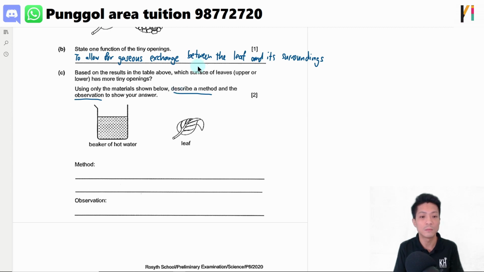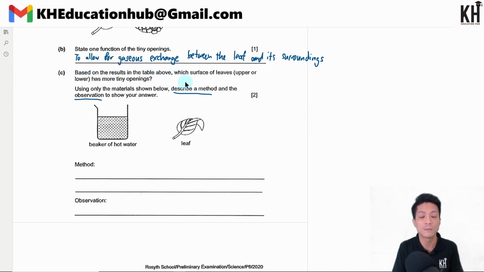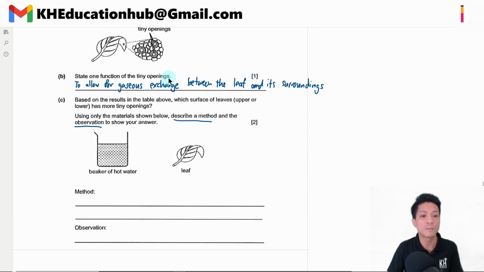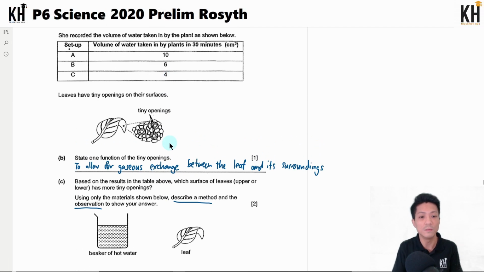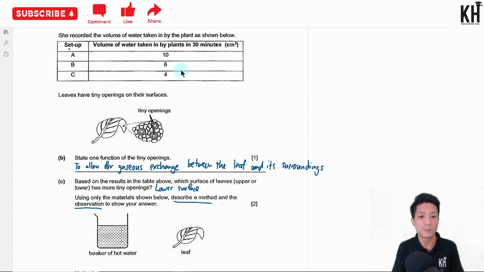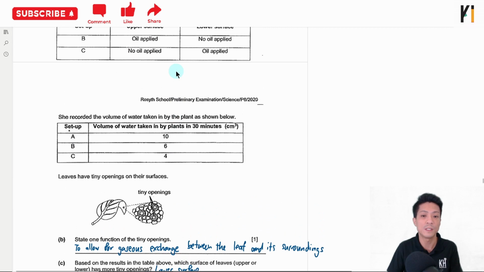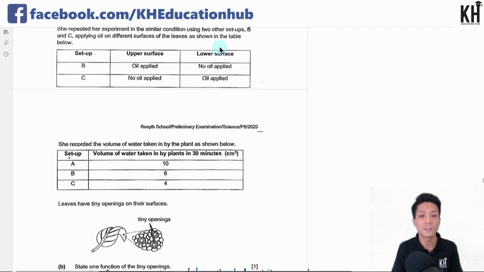Okay, I think I'm supposed to write the answer of part C over here. Which surface of leaves, upper or lower, has more tiny openings? So we know that it is the lower surface, because based on the result for setup C, where oil is applied on the lower surface, we can see that the volume of water taken in is lesser, which also means that the volume of water lost by the leaf is lesser.